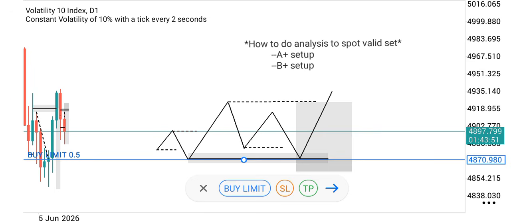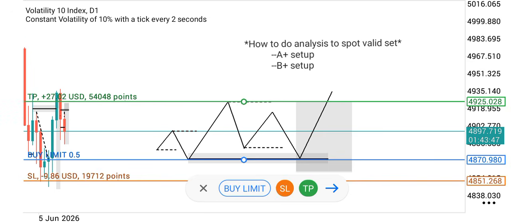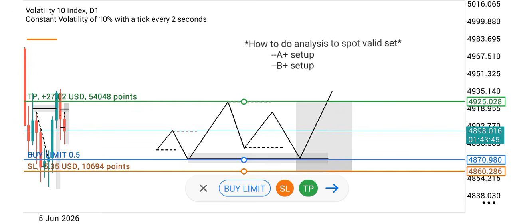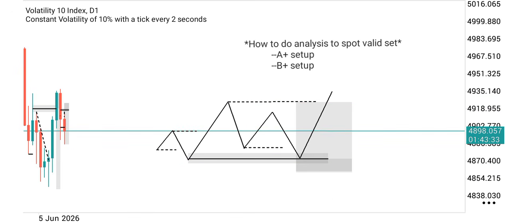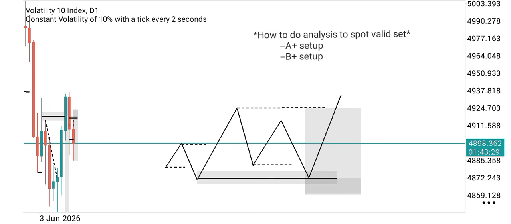Our take profit will be here. Our SL will be here. So in this trade we are risking at least like $5.35 to $27, a reasonable amount. This is something you could risk, and the profit is somehow high. So that is what I'm trying to explain to you by a B+ setup. A B+ setup is a setup that doesn't have an origin.